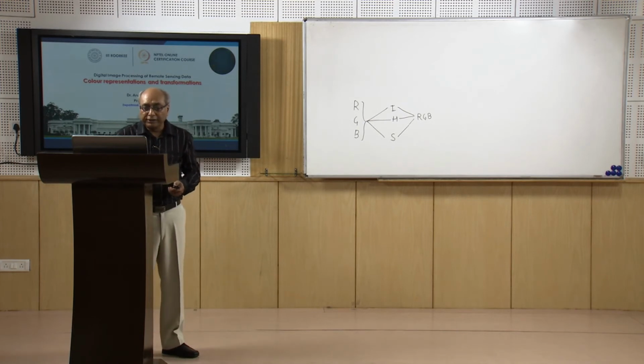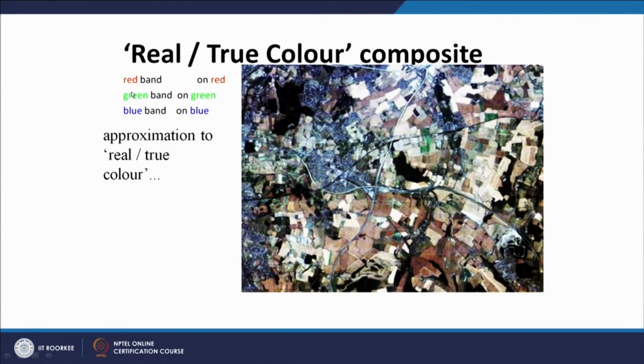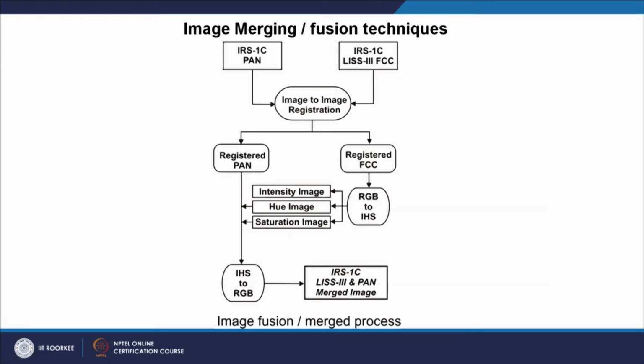One other possibility is red band on red and green band on green, blue is so that you may end up with a different kind of representation or a color composite.